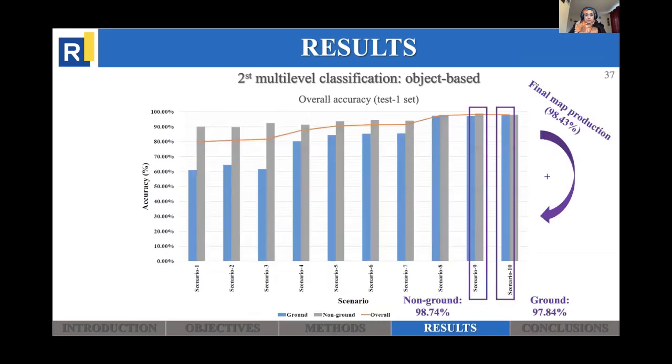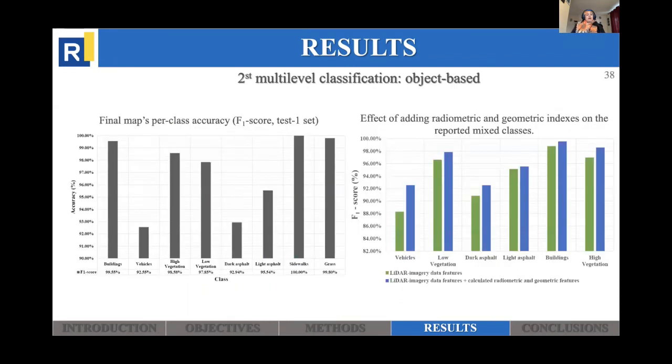Scenario number 9 produced the highest overall non-ground accuracy, and scenario number 10 produced the highest ground accuracy. So the final map was produced using a combination of both scenarios, with an overall mapping accuracy that exceeded 98%. On the figure, in the bar chart on the left-hand side, we can see the per-class accuracies represented by the F1 score of all the classes resulting from the second multi-level classification.